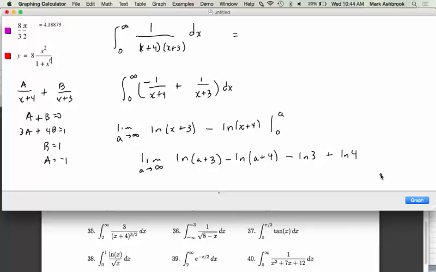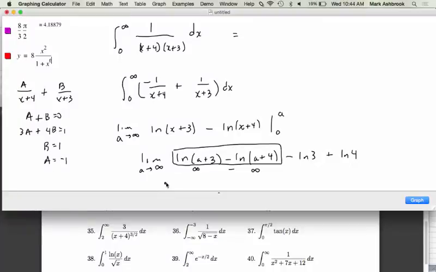That could be infinity, that could be a constant, that could be zero. Essentially, we're looking at infinity minus infinity. It's called an indeterminate form. How do we resolve that? Well, we notice that we have the difference of natural logs.